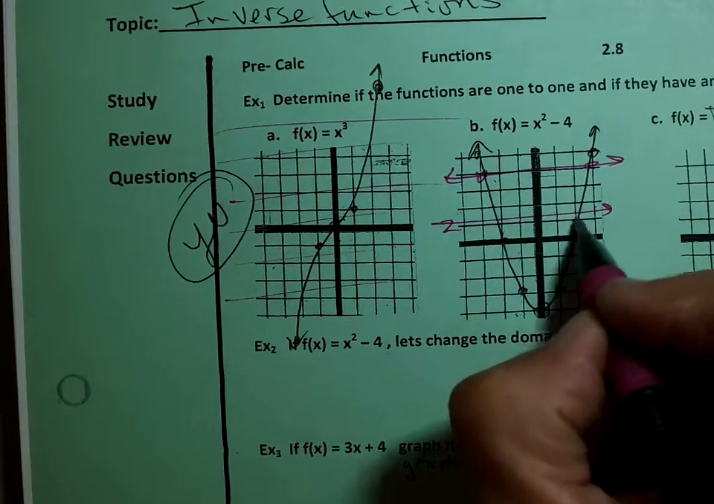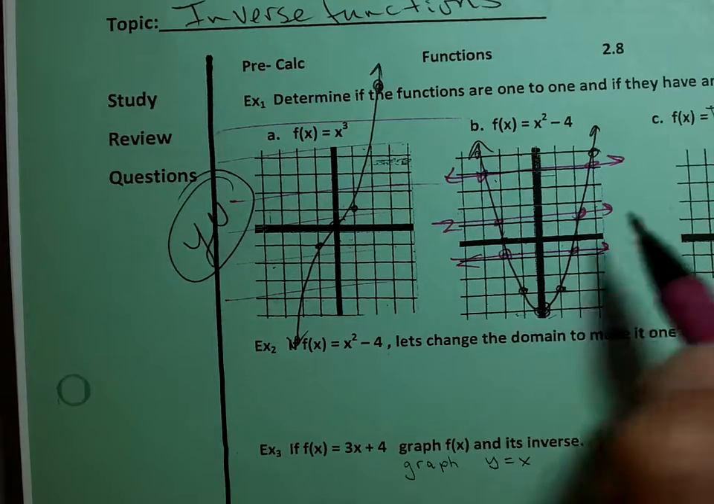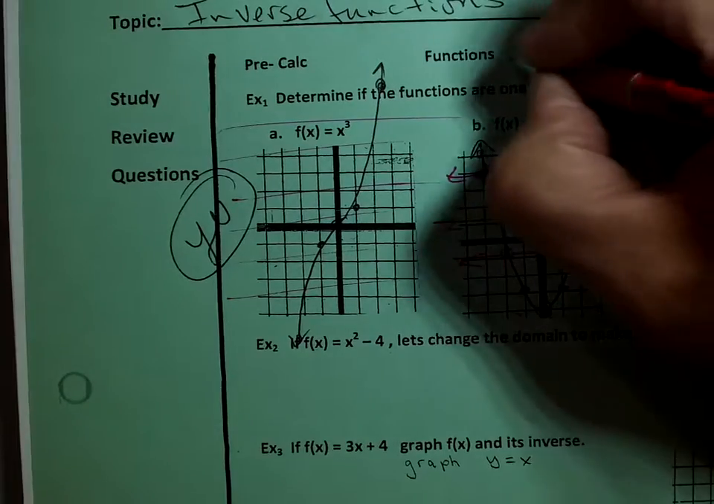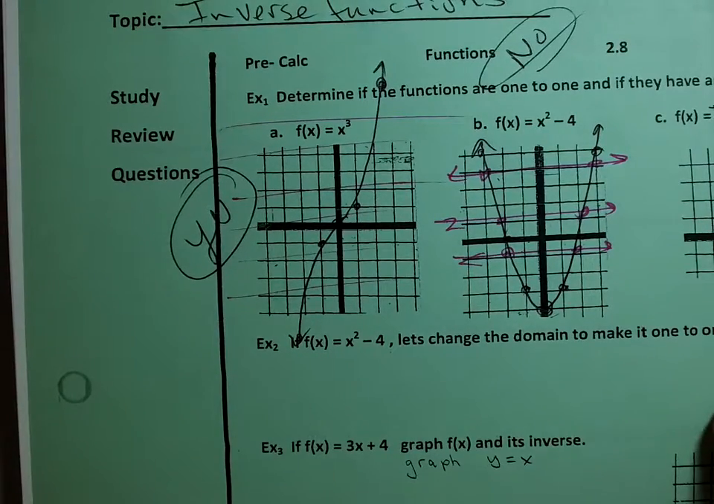Why? If I draw a horizontal line through and it touches the graph in more than one point, it is not one to one. So no. I'm going to come back and talk about these a little bit more in just a second.